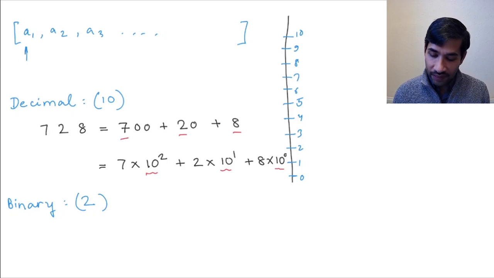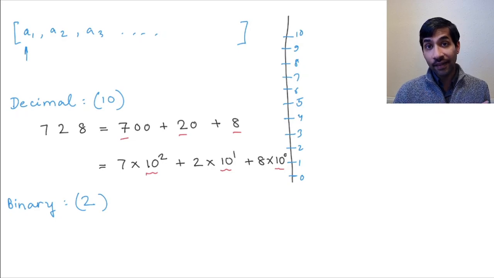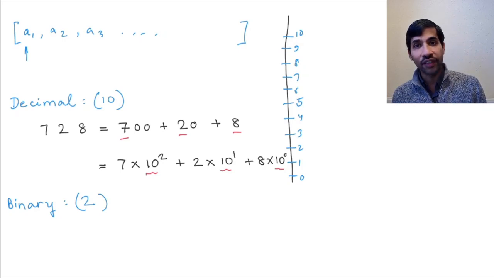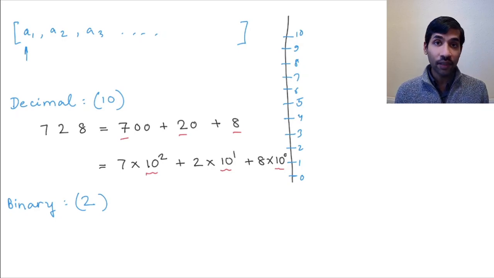When you have the decimal number system, since you have the base 10, then you can have 10 distinct values, and those are 0 to 9: 0, 1, 2, 3, 4, 5, 6, 7, 8, and 9, right? So in the binary system you can have only zeros and ones.